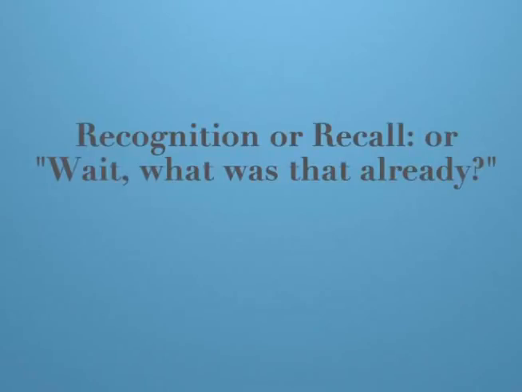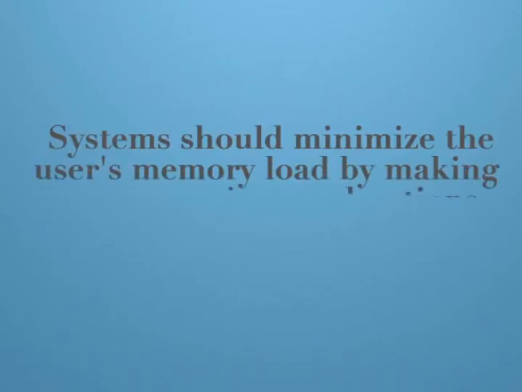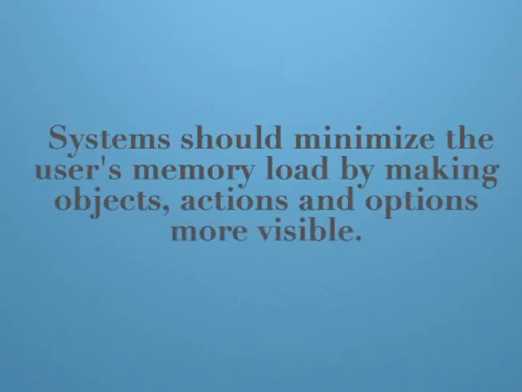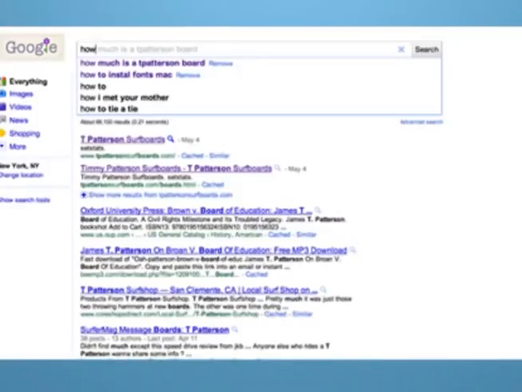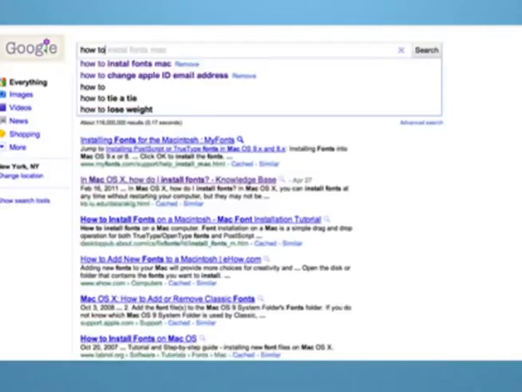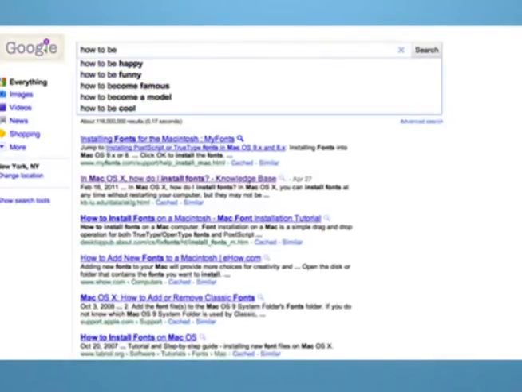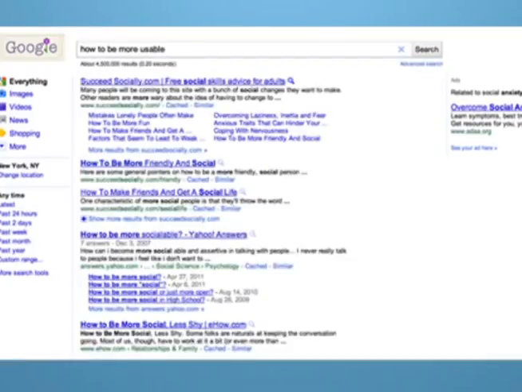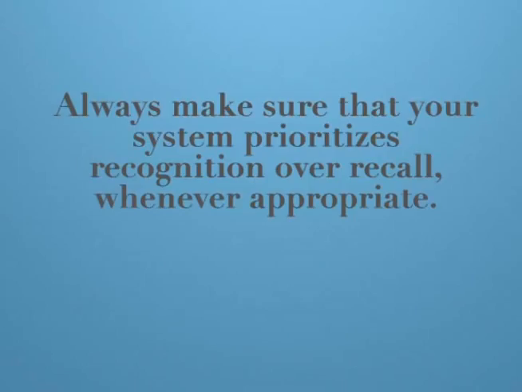Recognition or recall, or wait, what was that already? This principle states that systems should minimize the user's memory load by making objects, actions, and options more visible. The user should not have to remember information, but should be helped with recognizing what he wants. If we look at the Google search tool, we now never have to recall entirely what we are searching, as there is a smart search that constantly attempts to help us recognize what it is we are looking for. Always make sure that your system prioritizes recognition over recall whenever appropriate.